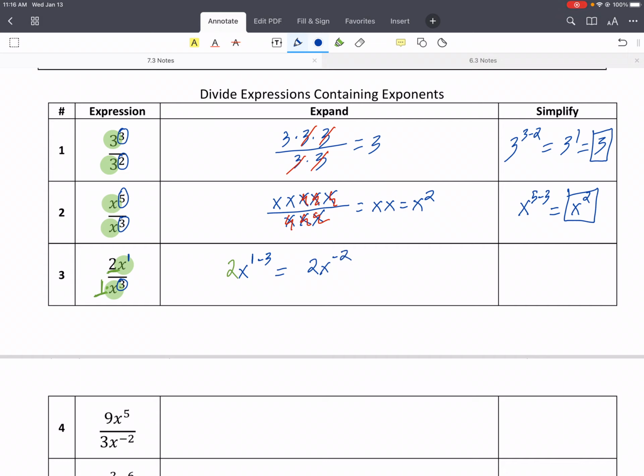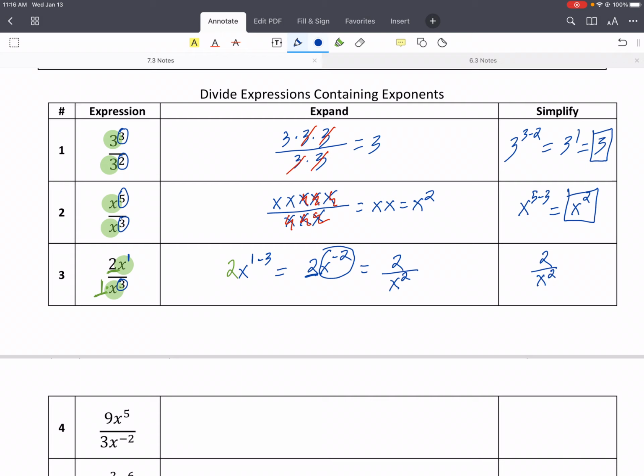But we want to write this without any negative exponents. So 2 is our coefficient, so that would stay on top of our fraction. Now we got to take this x to the negative 2 and put it on the bottom. Except when we put it to the bottom, the exponent becomes positive. So this would be 2 over x squared.